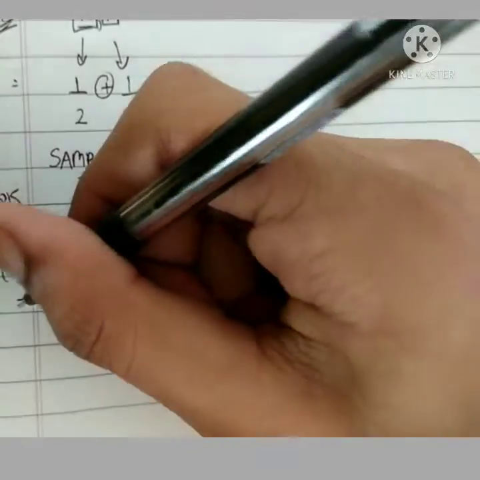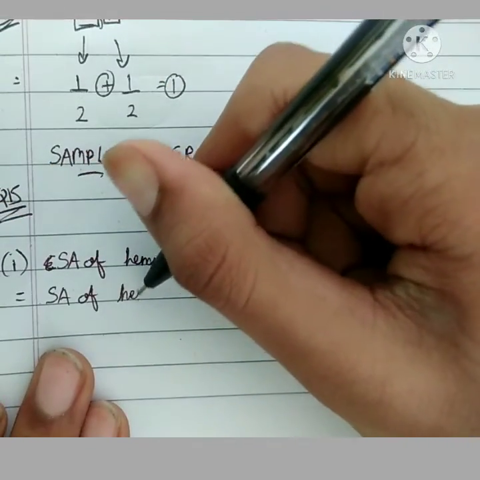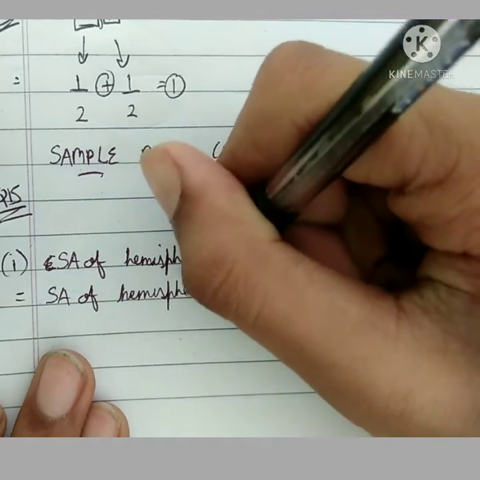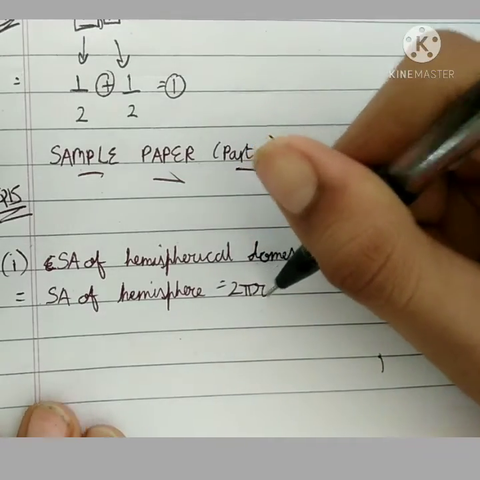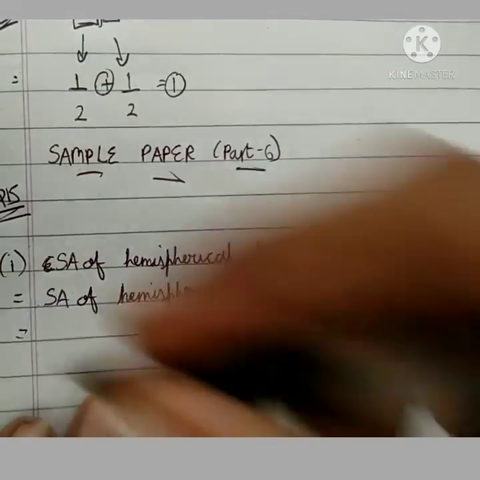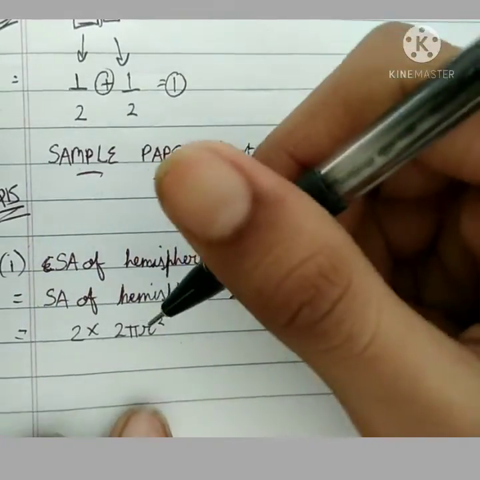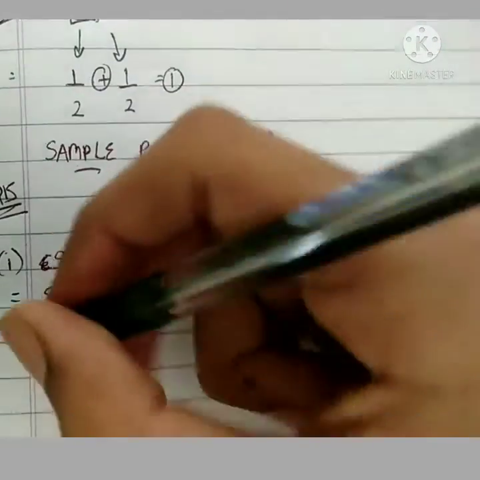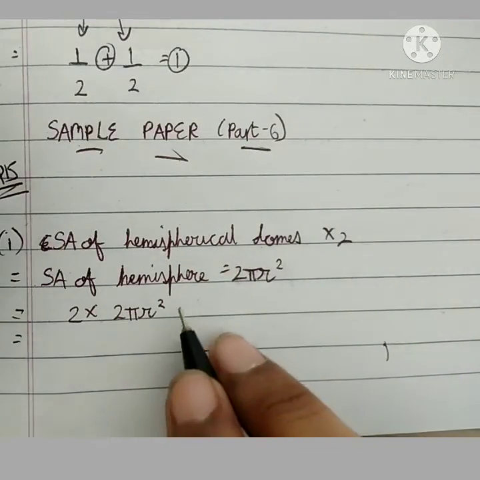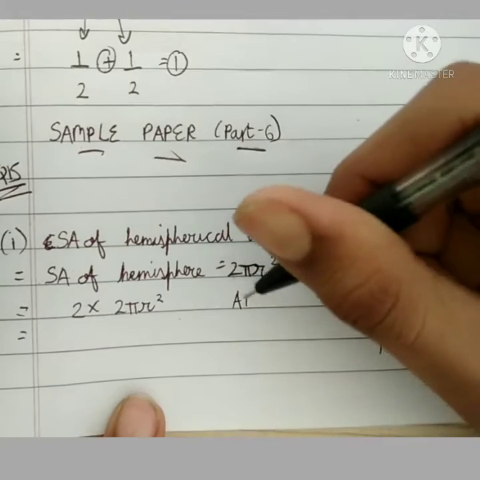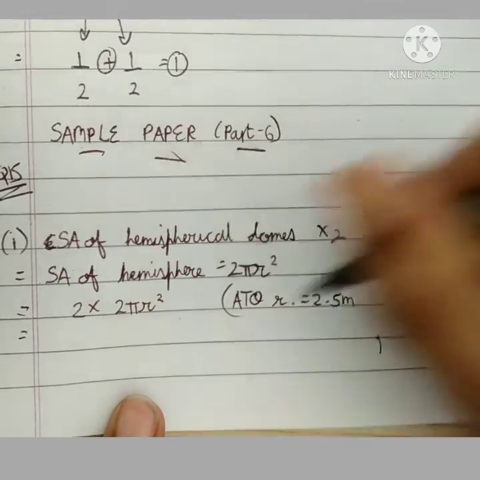Surface area of hemisphere, sorry, I'm not that good at spellings, is equal to 2 pi r square. Now there are two domes, so obviously it would be into 2. So 2 multiplied by 2 pi r square. We have to take pi as 22 by 7. Here it is given that the radius is 2.5 meters. According to the question, radius is equal to 2.5 meter, and it is given in the question only here.